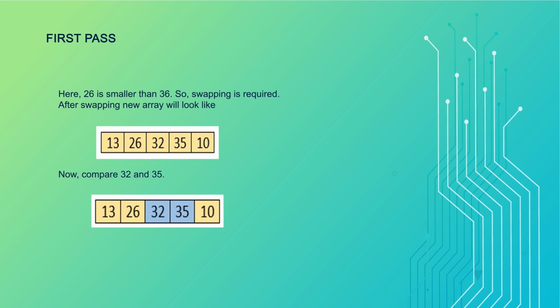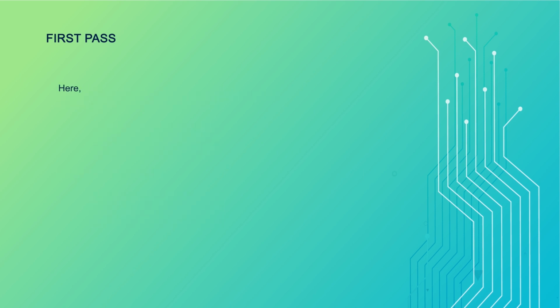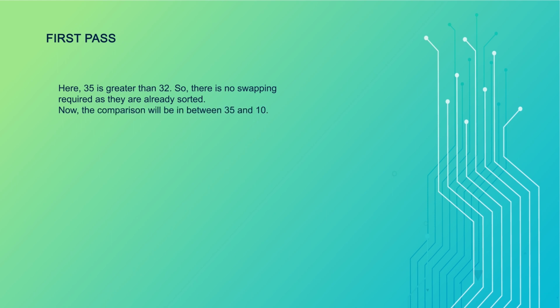Now we are going to compare the next two elements, that is 32 and 35. Now you can see here 35 is greater than 32, so no swapping will be required, because they are already sorted.